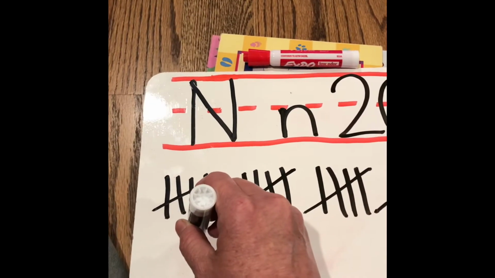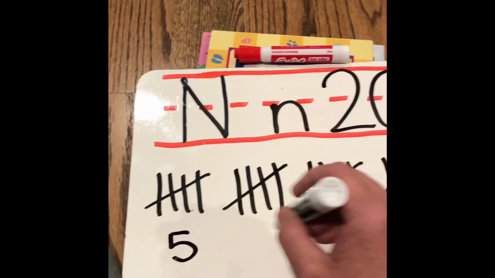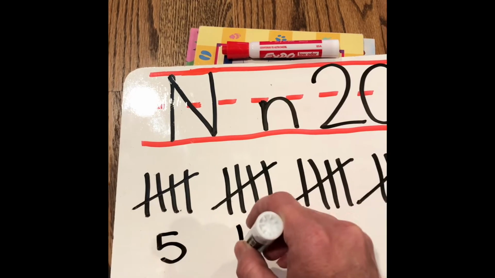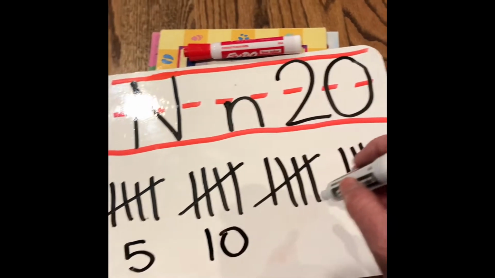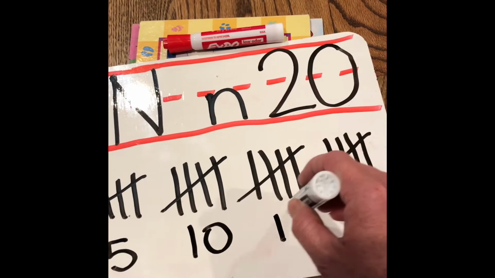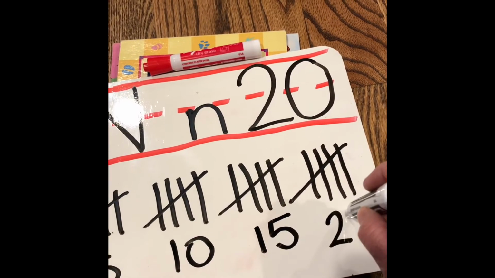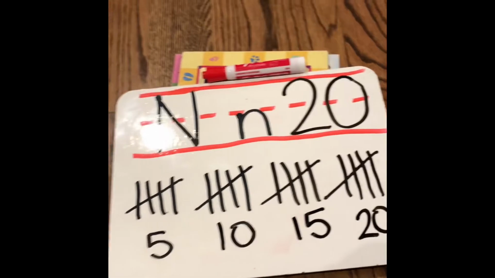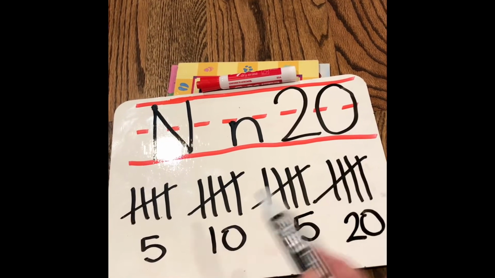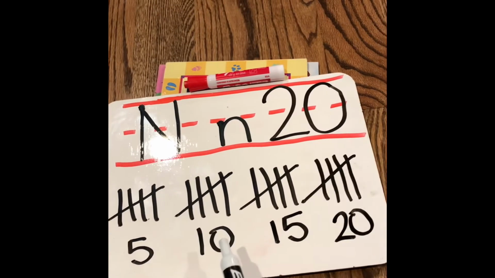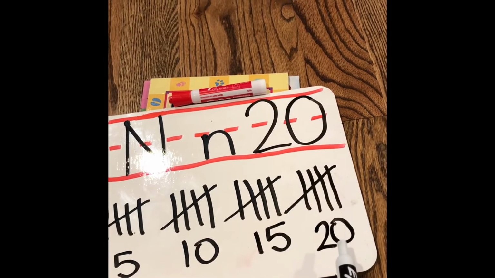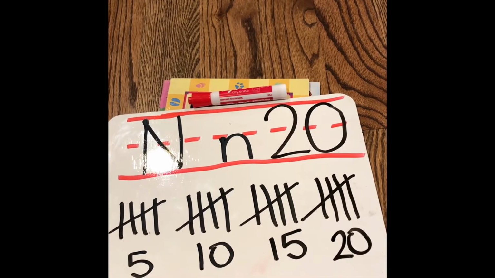So let's put 5 here, and then 10 here, 15 here, and 20 here. So we can see what that would look like if we counted by 5s. So let's do that together. 5, 10, 15, 20. Very good.